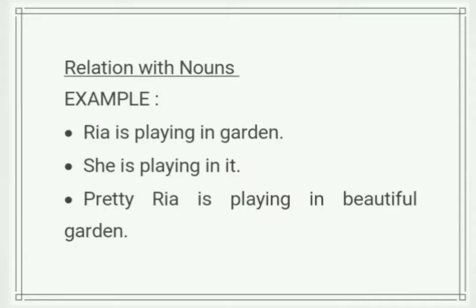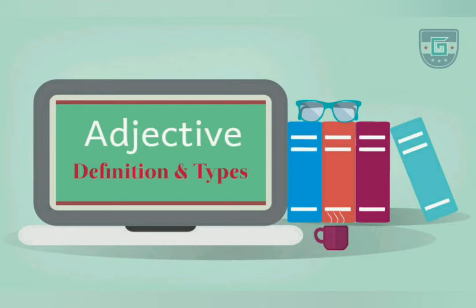Let's see the example. Here we have three examples to show the difference between noun, pronoun and adjectives. First example, Ria is playing in the garden. Second, she is playing in it. Third, pretty Ria is playing in the beautiful garden. In sentence 1, Ria and garden are nouns. In sentence 2, Ria and garden are replaced by she and it, which are pronouns. And in sentence 3, pretty and beautiful describe the nouns Ria and garden.